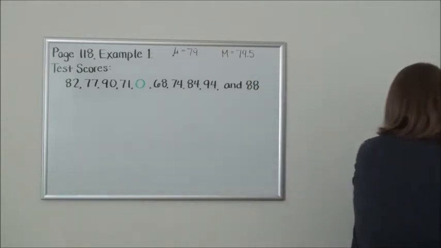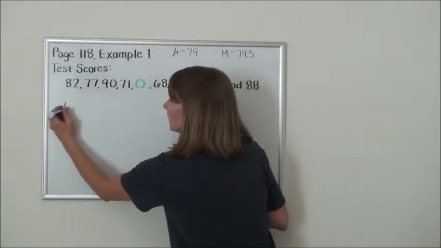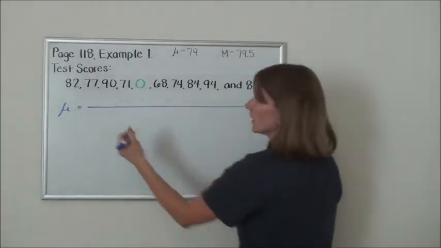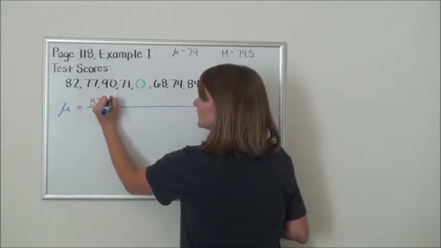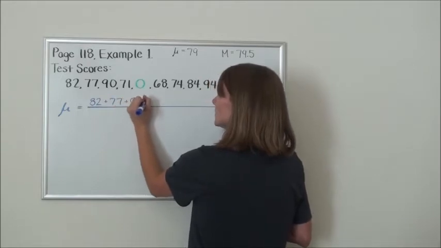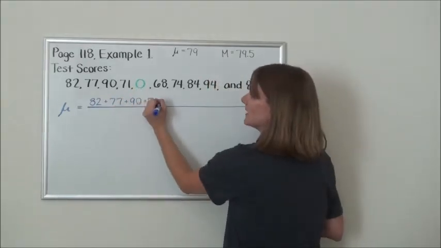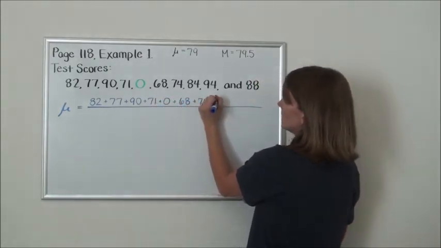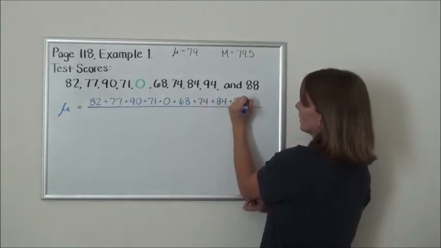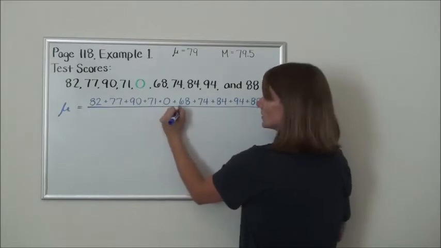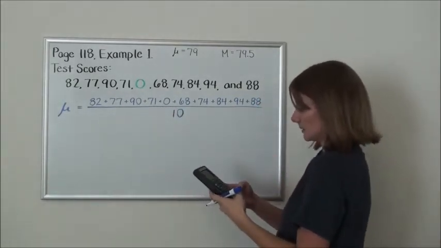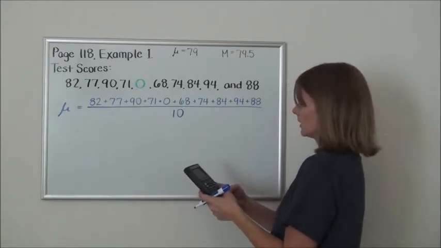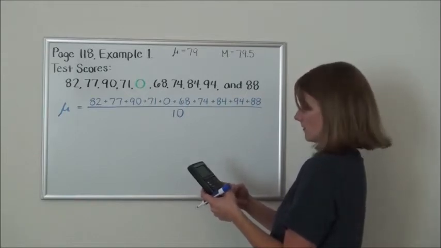So for the average, or the mu, again, we're supposed to add everything up and divide by how many there are. So let's try this again. We're taking 82 plus 77 plus 90 plus 71. And instead of 62, I'm now adding 0 just to see what happens if it changes. Plus 68 plus 74 plus 84 plus 94 plus 88. There's still 10 values, so we're still dividing by 10. So let's see what happens here. We've got 82, 77, 90, 71, 0, 68, 74, 84, 94, and 88.